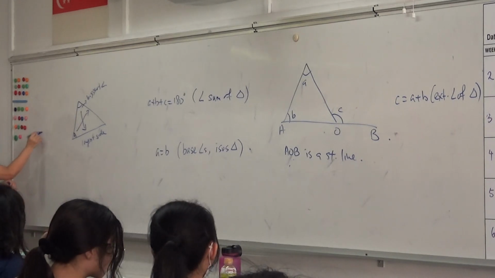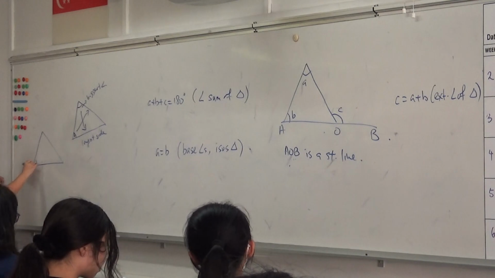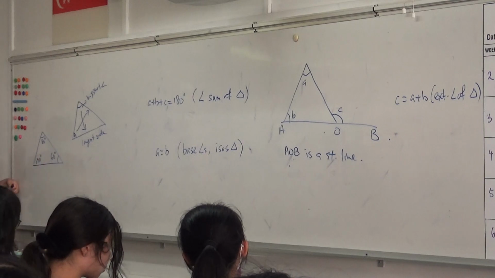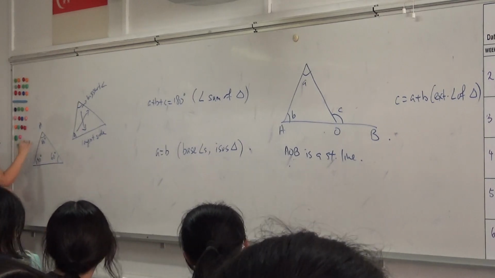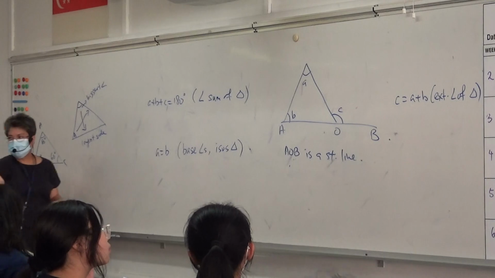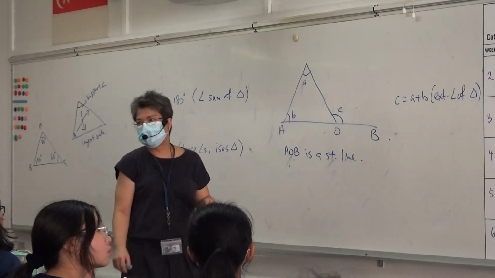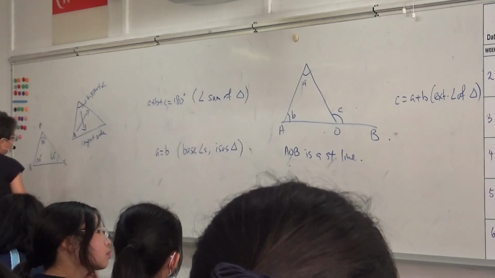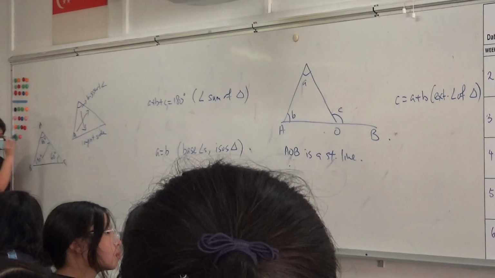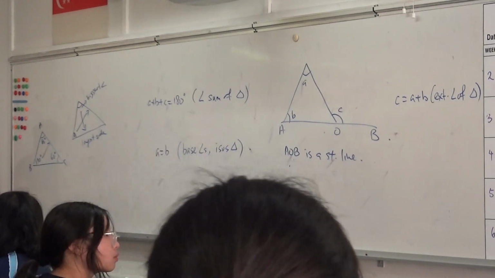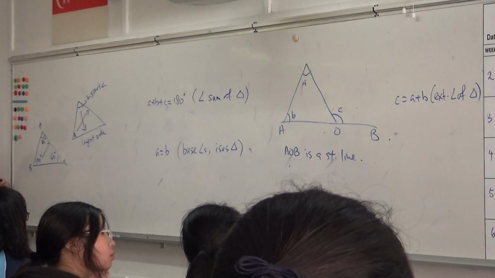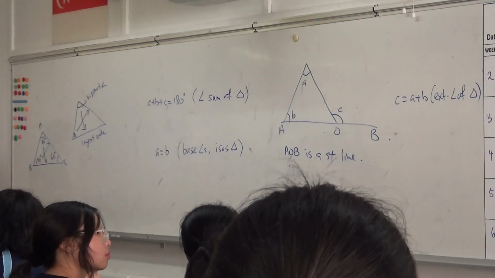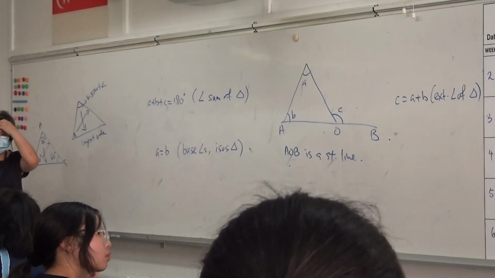Okay. Then I'm going to ask you. In this triangle, which side is the shortest? It's the one opposite the smallest angle, right? Which side is the longest? BC, because it's opposite the biggest angle. Everybody clear? Okay, then the next property is something that you will realize when you do construction.